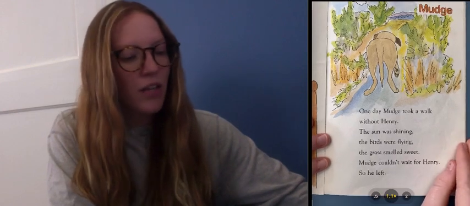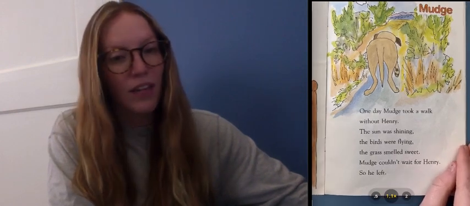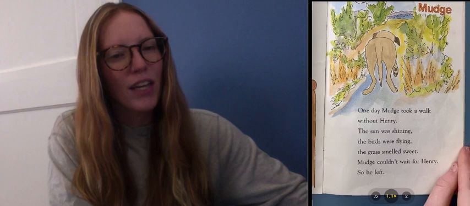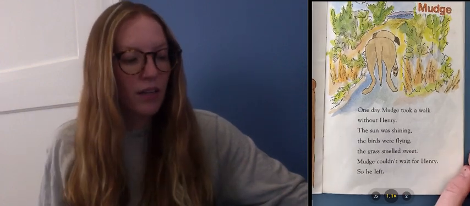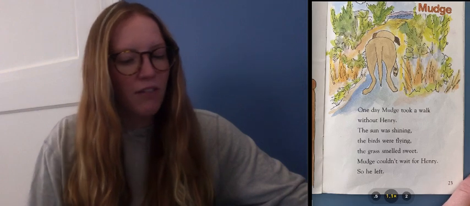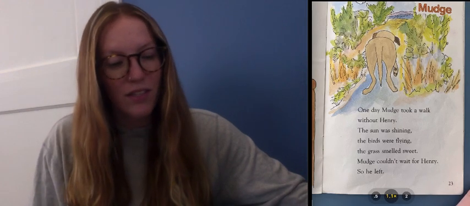One day, Mudge took a walk without Henry. The sun was shining, the birds were flying, the grass smelled sweet. Mudge couldn't wait for Henry, so he left.